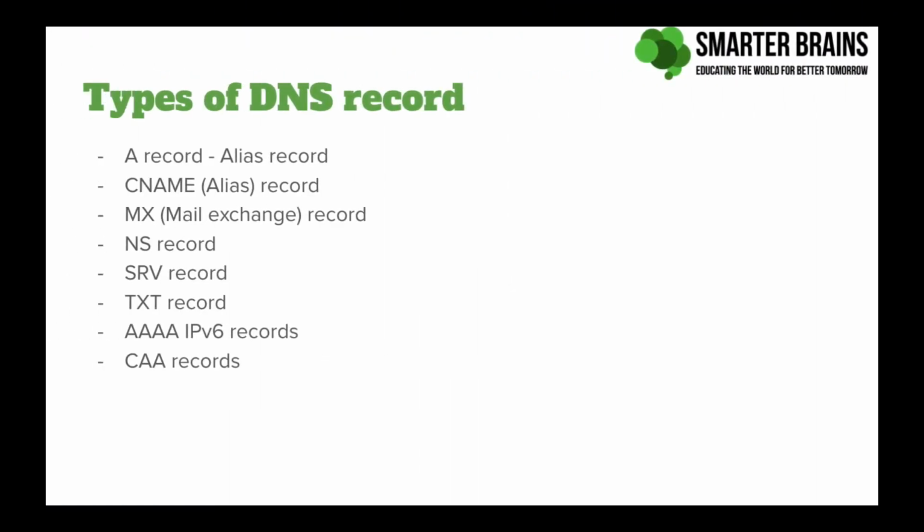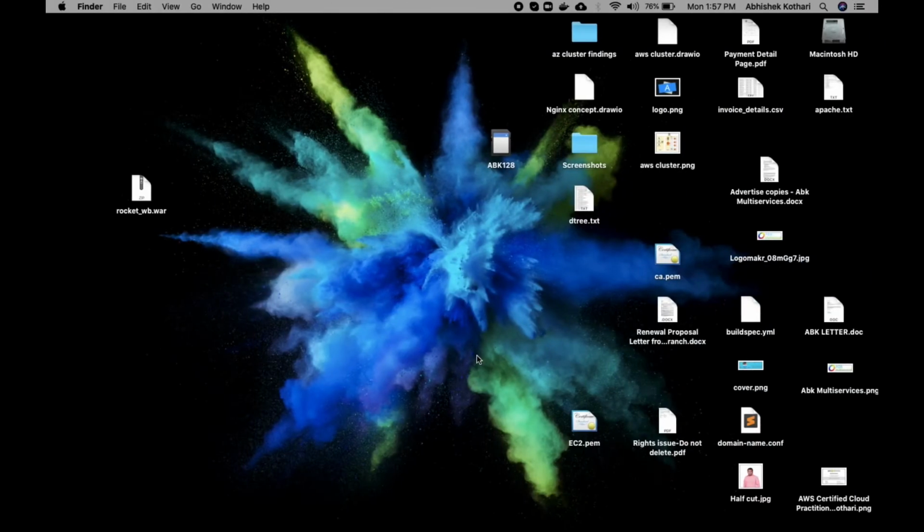In this tutorial, we will try to understand what are the different types of DNS records that are available. To begin with, we will start with the A record. An A record is basically a pointer for the domain name to identify where the server is located. Let us see it with an example.